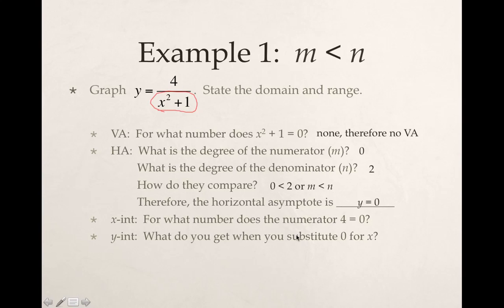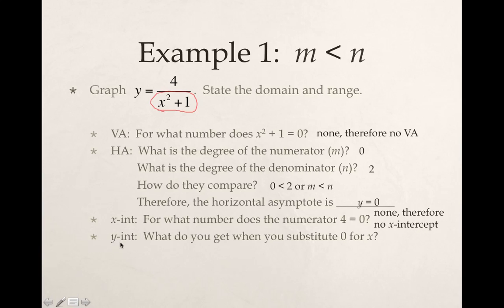Now moving on to intercepts. For the x-intercept, we need to set the numerator equal to 0. So I end up with an equation of 4 equals 0. For what number is that true? Well, again, the answer is none. So if there's no solution to this equation, then that means there is no x-intercept in our graph.